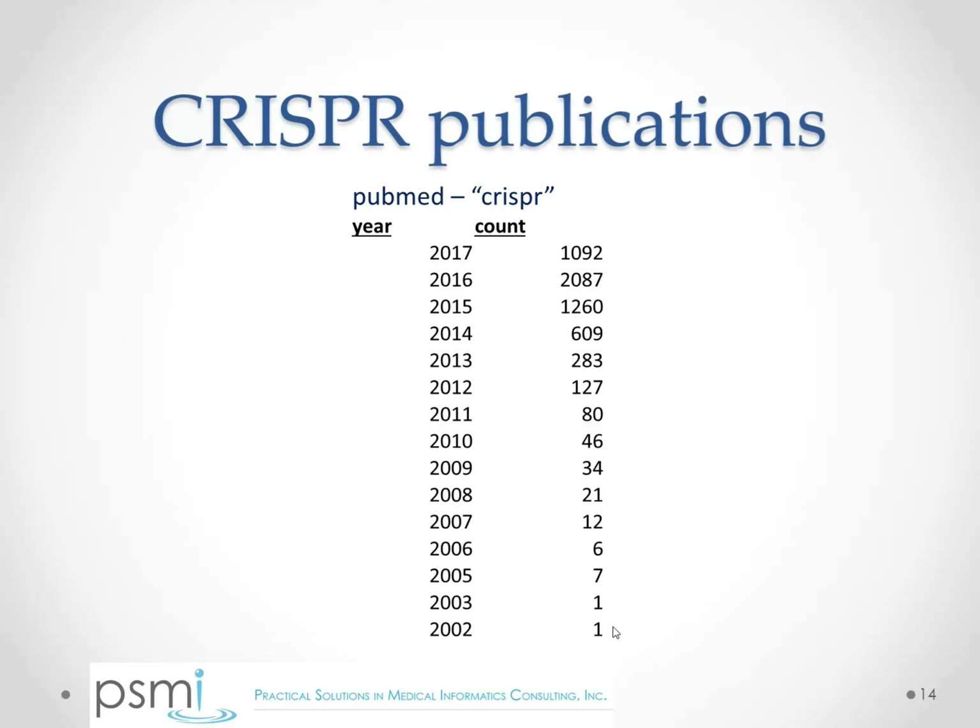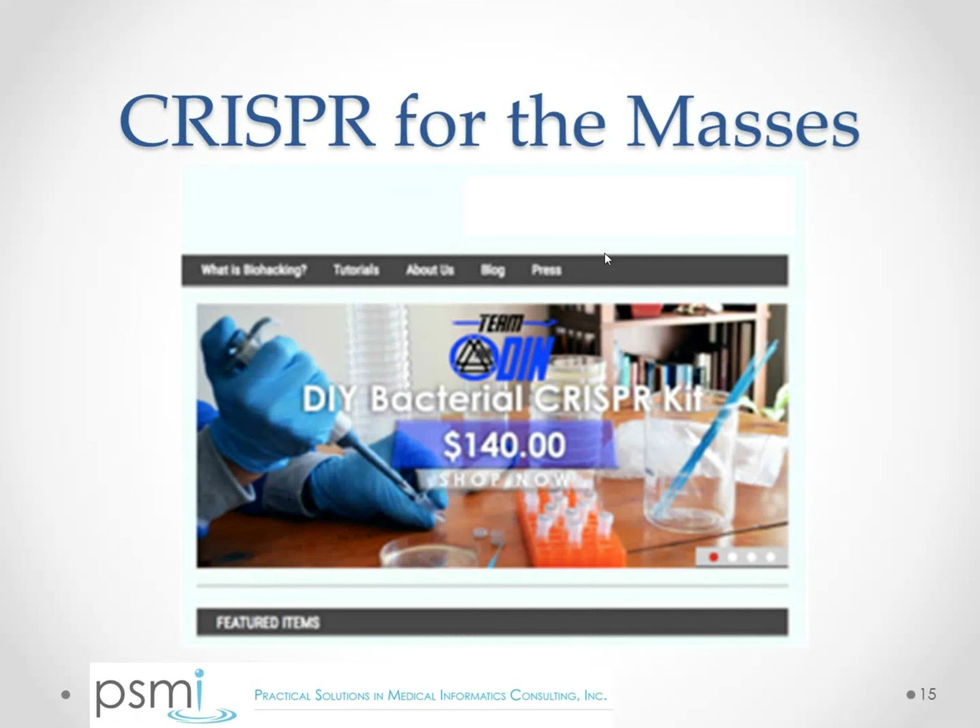And what this slide represents is just a simple PubMed query for CRISPR, and you can see how many articles were indexed in PubMed every year. And so there's been a doubling every year, and here we are, not even halfway through 2017, and we're already up to 1,100 articles on CRISPR. So there's a tremendous interest in CRISPR and a tremendous number of publications.